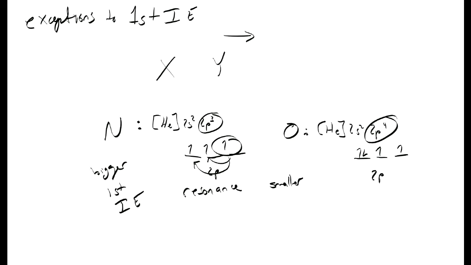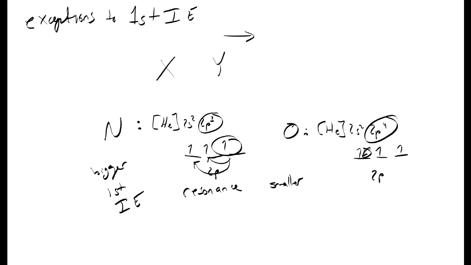The first electron that you take away from nitrogen is resonating with the two others. The first electron you remove from oxygen has no resonance, and it's paired up with another electron. Being paired up, it's got a bunch of repulsion going on. It's a little bit less happy. So oxygen, it's easier to remove that first electron.